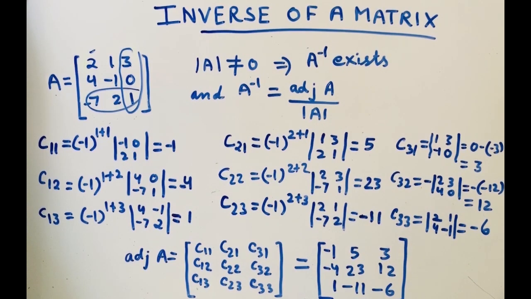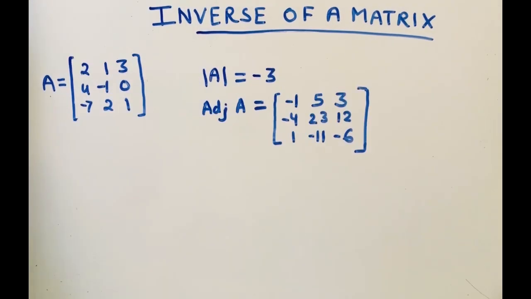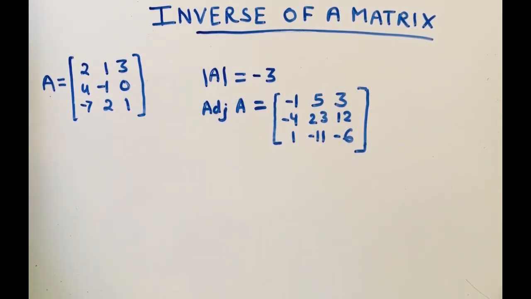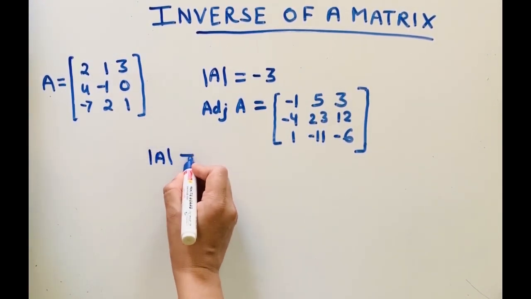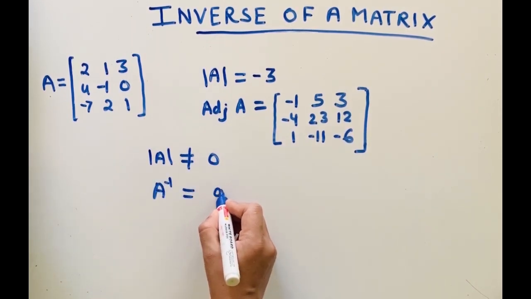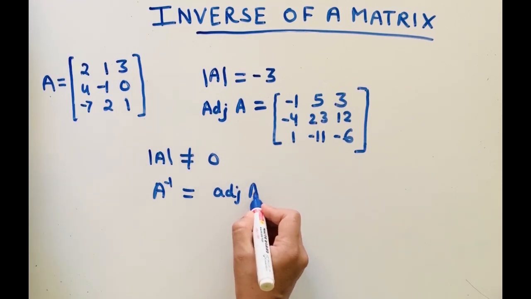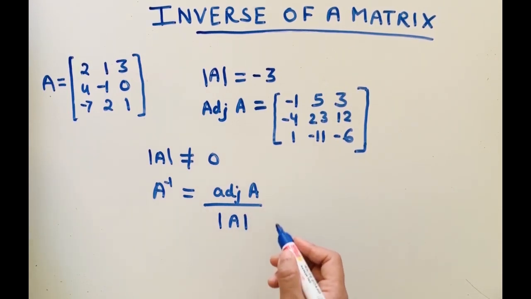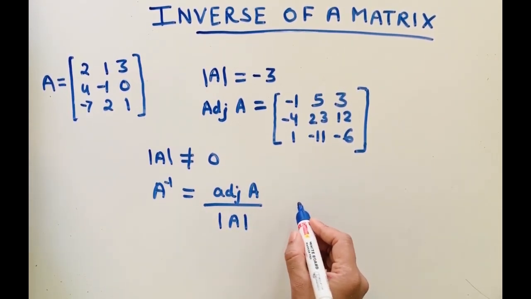Now we have to find out the A inverse. Now these things we have found already. The determinant of A in the first step we have already found, that is -3, and adjoint of A also, now we have calculated that one also. Now you know, when determinant of A is not equals to 0, then A inverse is given by adjoint of A divided by determinant of A. So here we have all the values, so you can write it.